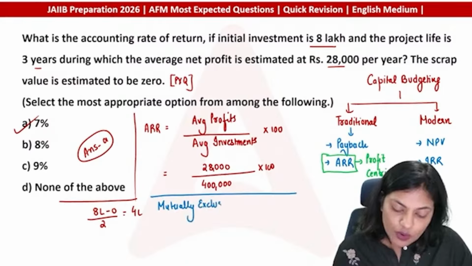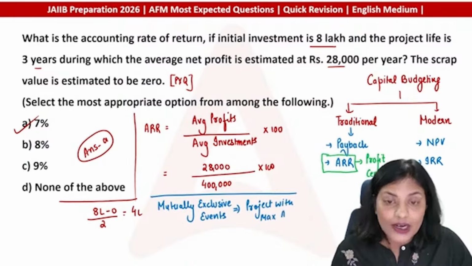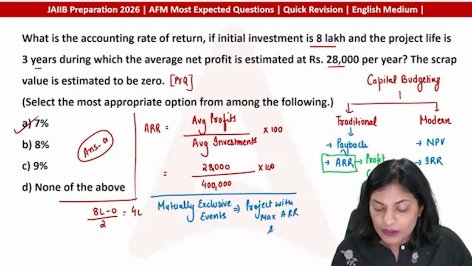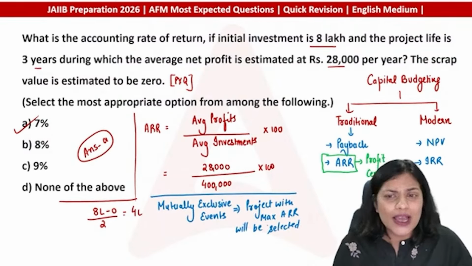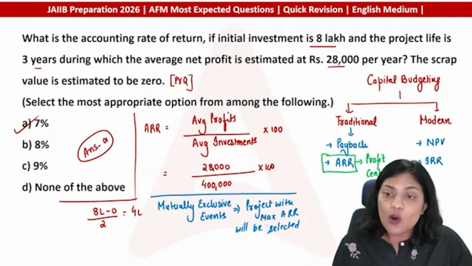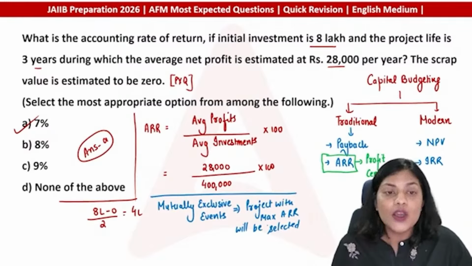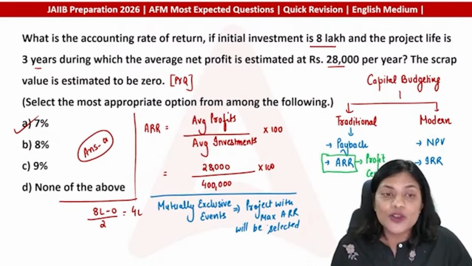We have one more concept of mutually exclusive events, which says that the project with maximum ARR will be selected. Like if there are two projects A and B, one has 7% of ARR, other has 8% of ARR, and I am supposed to do a decision making on the basis of ARR, then I will choose the project which has maximum ARR, right? Because it is in terms of profit.